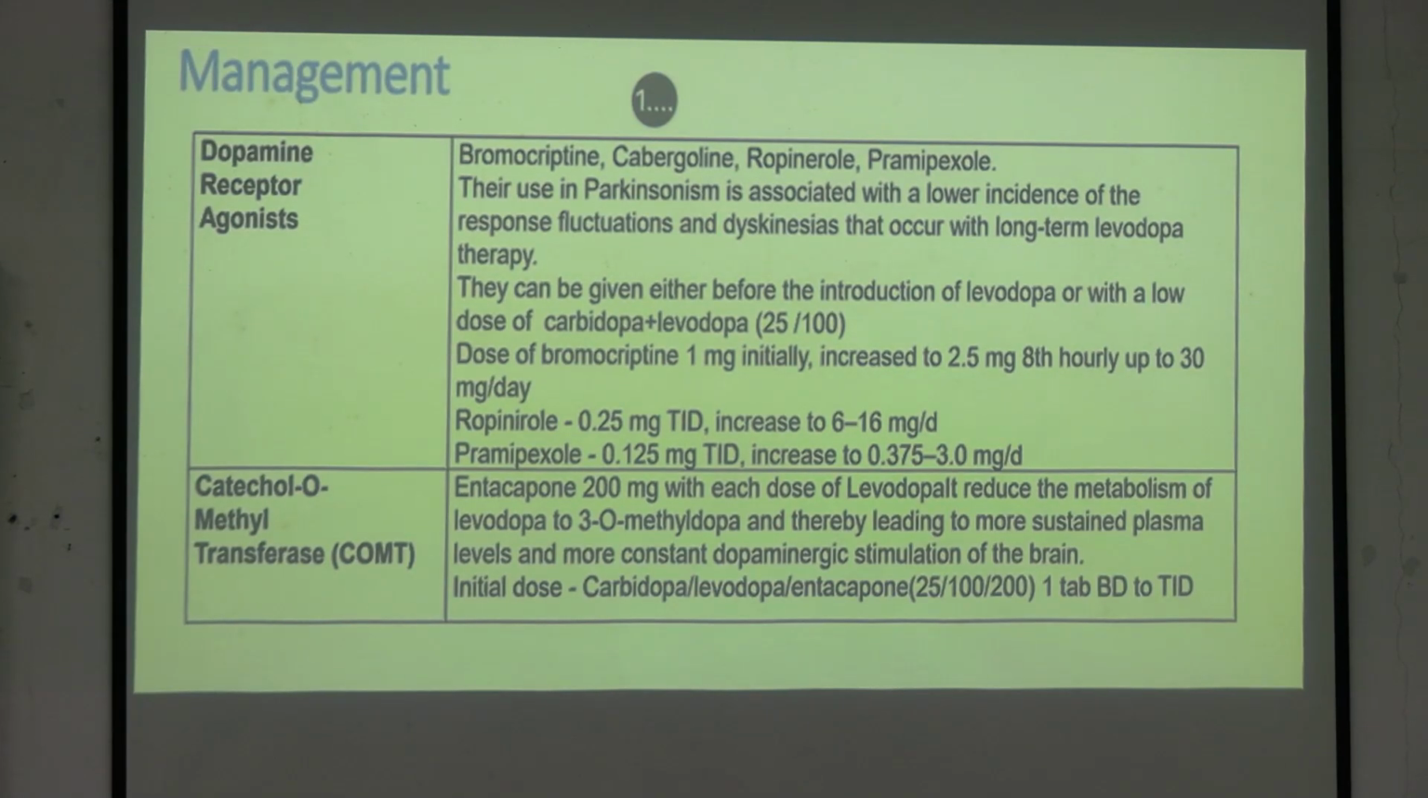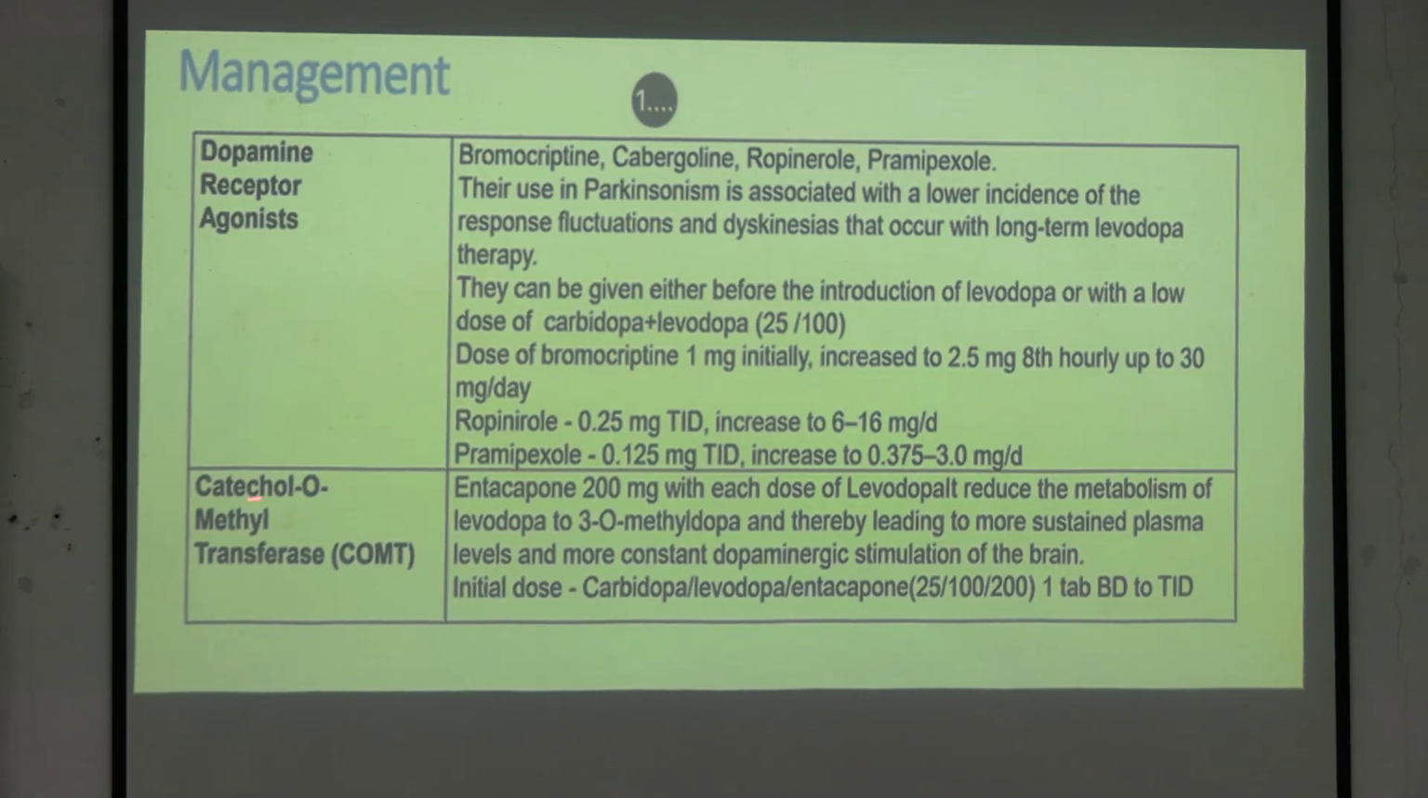Now, this is slightly the laboratory of management. Dopamine receptor agonists are also drugs used, like bromocriptine, cabergoline, etc. They can be used in Parkinsonism. At least we should remember the previous drugs.